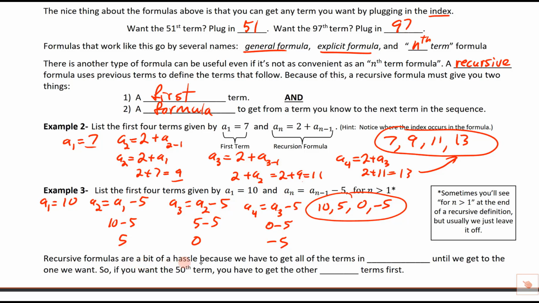Now, again, recursive formulas are a bit of a hassle because we have to get all of the terms in order until we get to the one that we want. So we couldn't just skip to the fourth one or skip to the third one. We had to get the first one, the second one, the third one, and the fourth one, and then the fifth one, and so forth. So if you want the 50th term in a sequence, you have to get the other 49 terms first. You have to get A1 through A49 before you can get to the 50th one, because you need the 49th one to get to the 50th one. Okay, let's take a look at the other side.